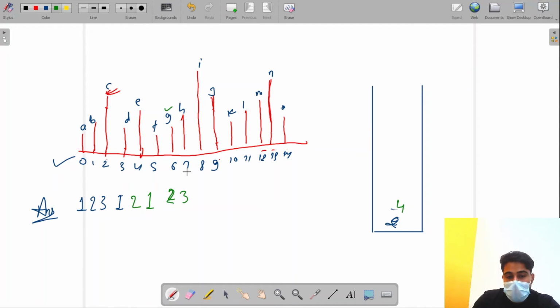Again, I compare it with the top of stack, 4, that is E. Is the E day greater than the I day or not? No, the E day is smaller than the I day. So let's pop it from the stack. Again, the top of stack is 2. We compare it with the I day: is the C day greater than the I day? No, it is smaller. So we pop it.